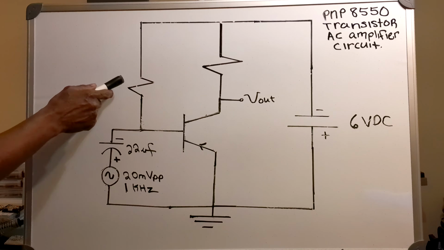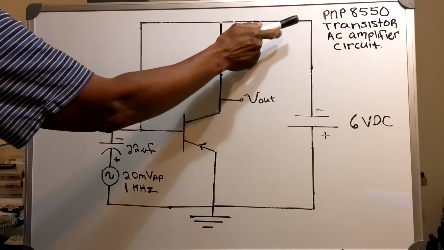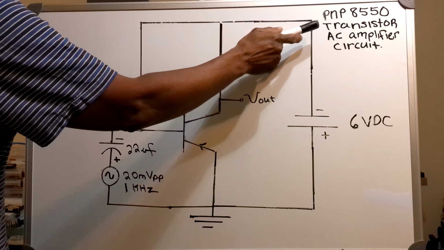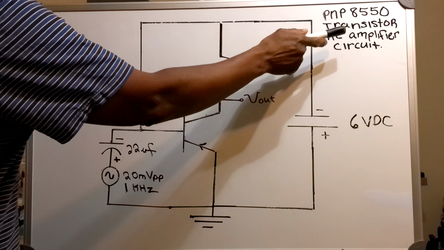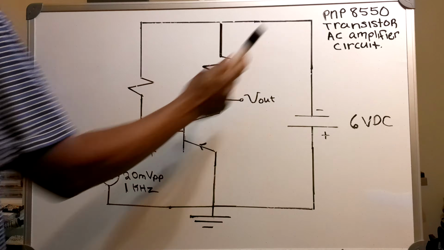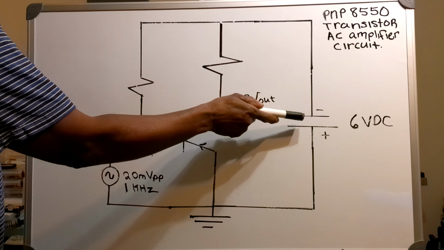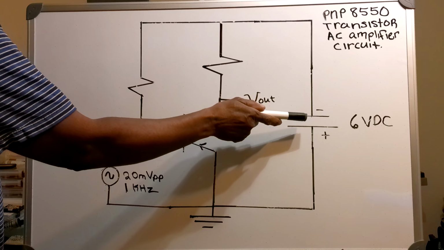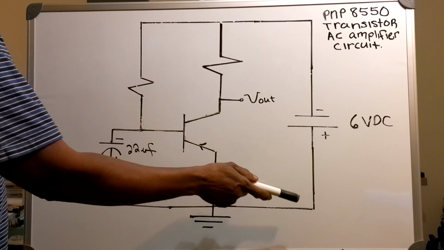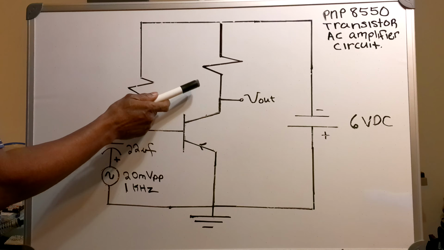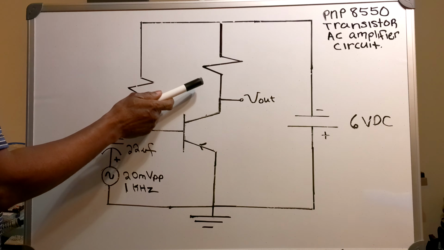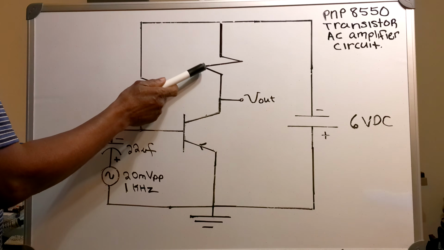Now in this video, I've got the PNP 8550 transistor AC amplifier circuit. I've got a 6-volt DC source across the transistor. On the collector side, I have a resistor.